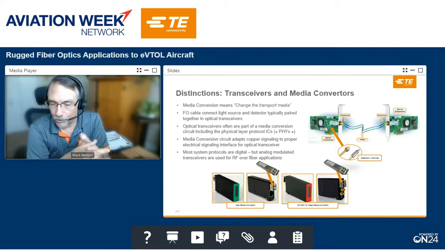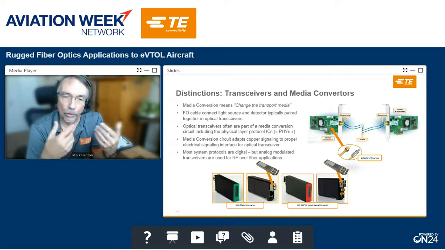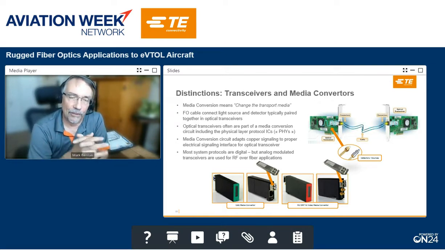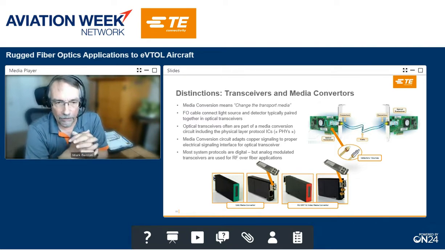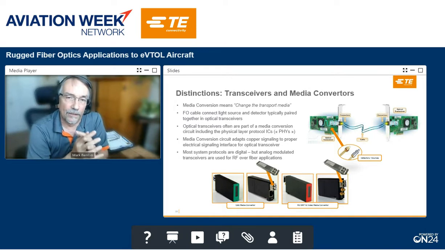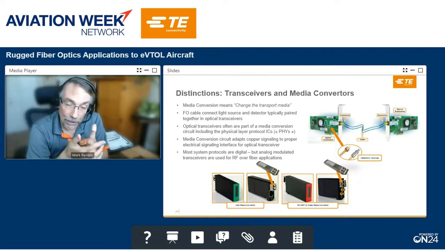And typically those are duplex links. You have a transmitter and receiver on both ends, and you have a fiber cable in between. When you look at those fiber transceivers, typically their electrical interface is very well defined, and there are industry standards for many of these form factors in the data communication world. But they're often part of what I call a media conversion circuit.